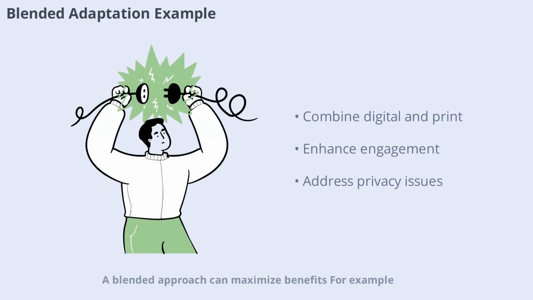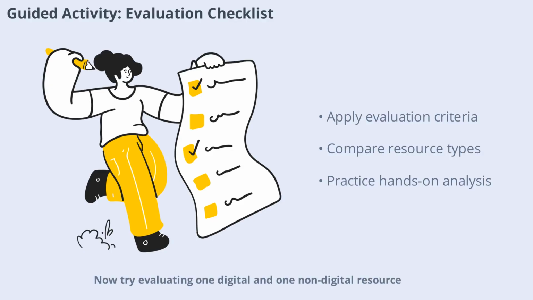A blended approach can maximize benefits. For example, the teacher could project the animation for the whole class and use printed sequence cards for hands-on activities. Students could then explain the water cycle in their own words. This adaptation balances interactivity, accessibility, and privacy concerns. Now, try evaluating one digital and one non-digital resource for the same competency using a common checklist.